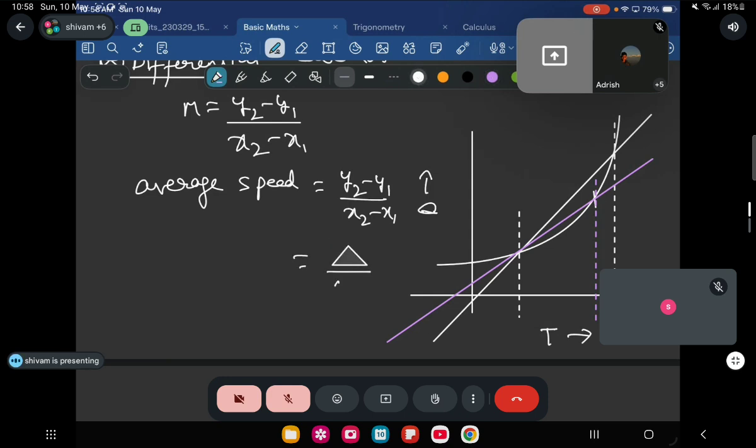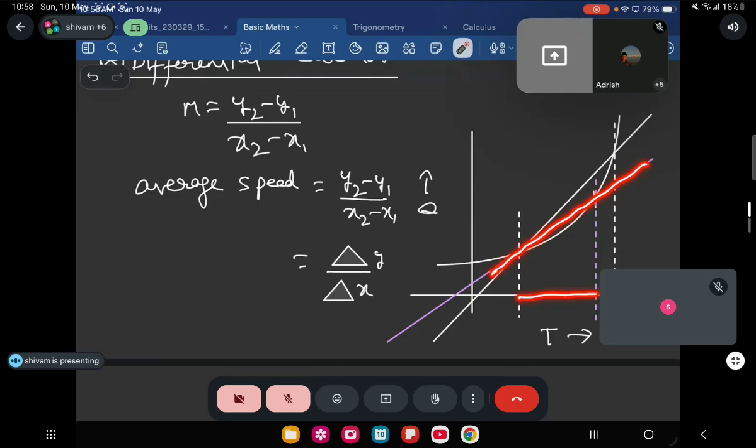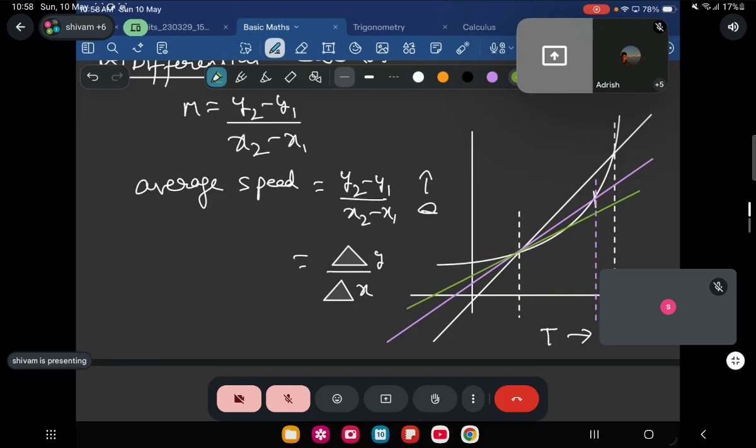Wait, what's the interval of the purple line? This one. This is the interval. I have reduced the interval. Again, see everyone, keep on reducing the interval. This is still a secant. Right, tell me everyone. This is still a secant. This is the final point.